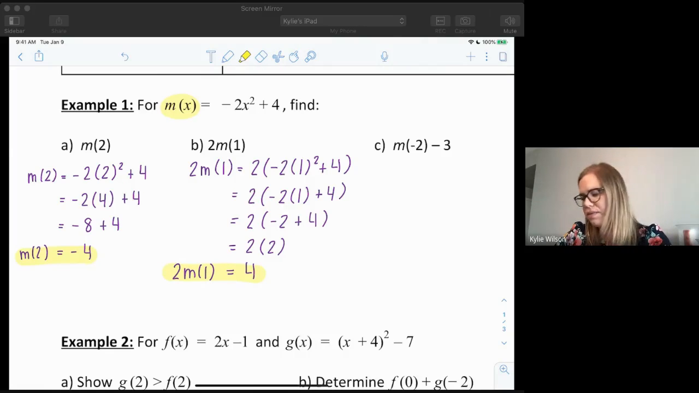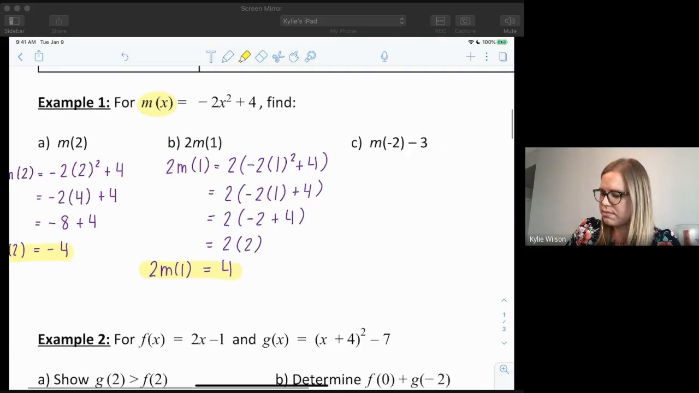So it's a little confusing, but the more you start to practice and work with it, it does start to get easier, and it does make your notes a little nicer just because we don't have as much written down. It's a little more direct and to the point.